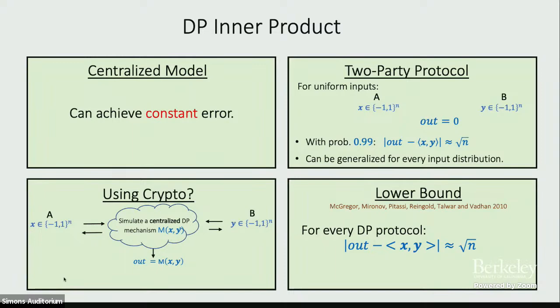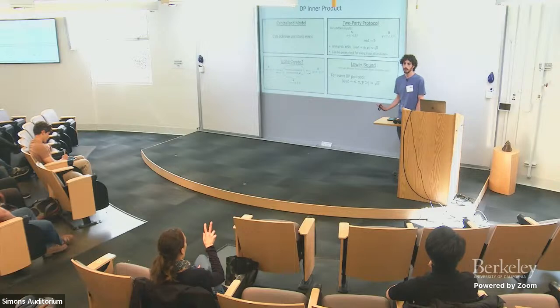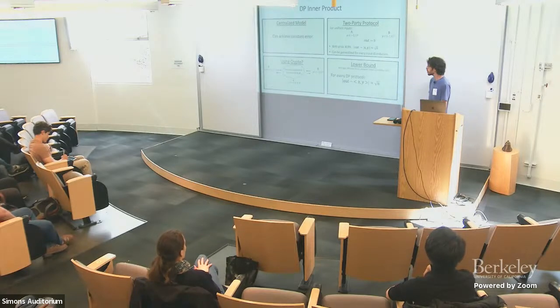Crypto, can we still get this in? I mean, in the distributional setting it's trivial, but when there's no distribution, yeah. So there is a protocol called randomized response, which achieves it even for the worst case.